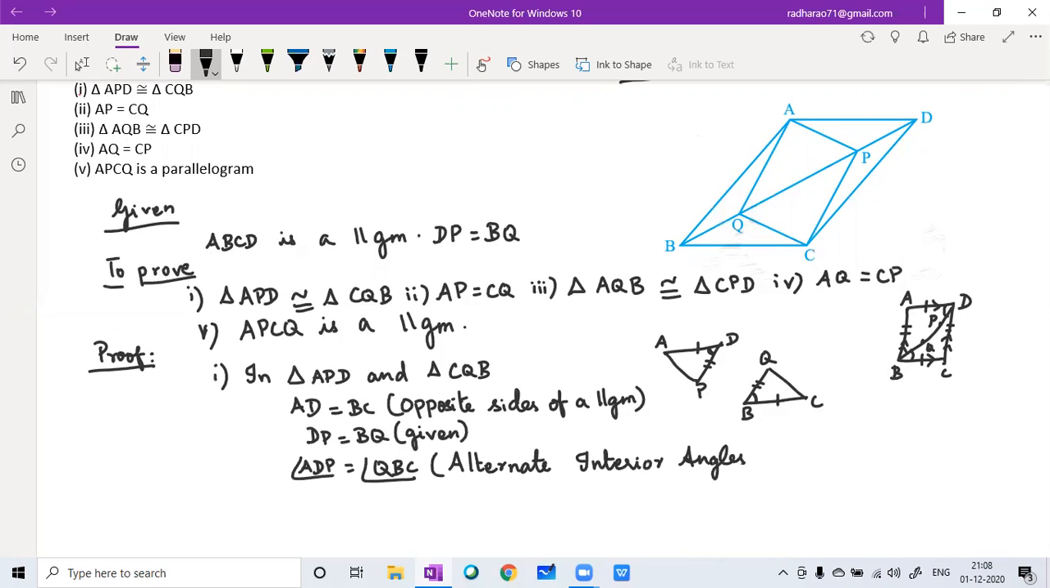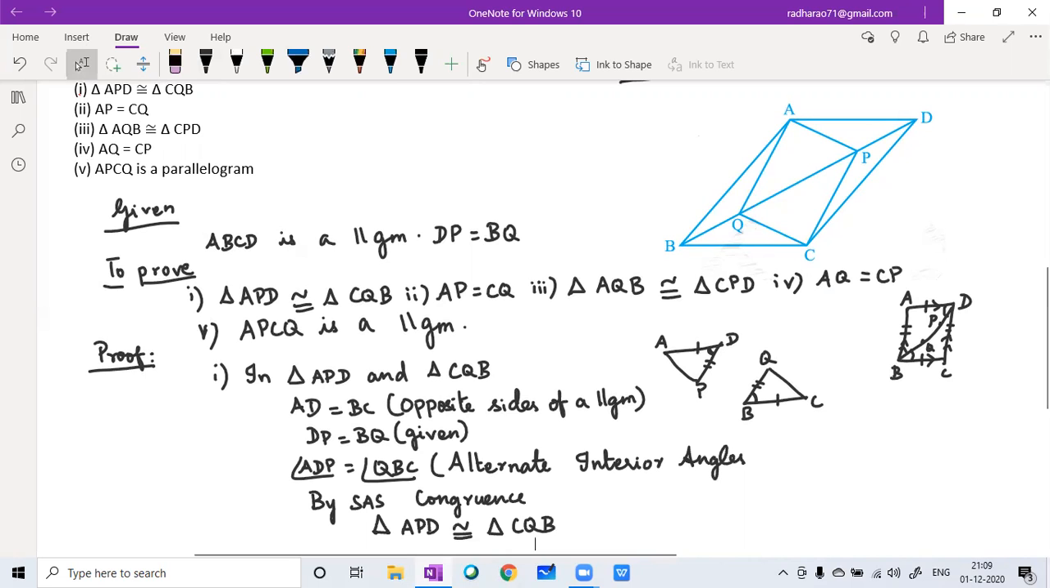So in these two triangles, two sides are equal and the included angle is equal. So we talked about two sides which are equal and the included angle. So what congruence do they form? SAS congruence. So by SAS congruence, triangle APD is congruent to triangle CQB. Now when I say two triangles are congruent, not only the two sides and the included angle which we discussed now will be equal, the other one side, that is the third side, as well as the other two angles will also be equal by CPCT.